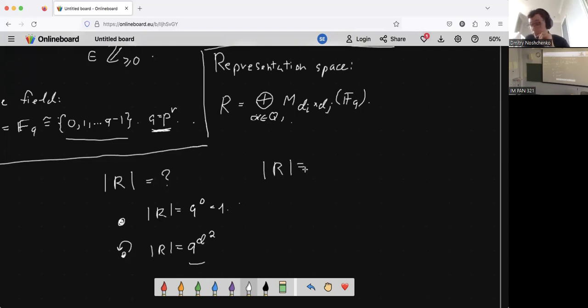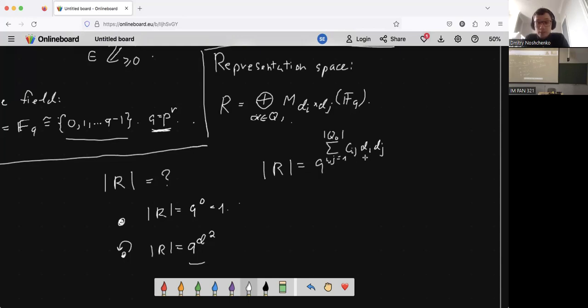In the arbitrary case, this formula is given by q to some exponent. The exponent is given by a summation over i, j from 1 to the number of nodes, the size of Q0, of C_ij times d_i d_j. So this is the quadratic form. This is part of the Euler form of the quiver, basically the summation over all entries of the adjacency matrix. So this is one part that we want to keep in mind.